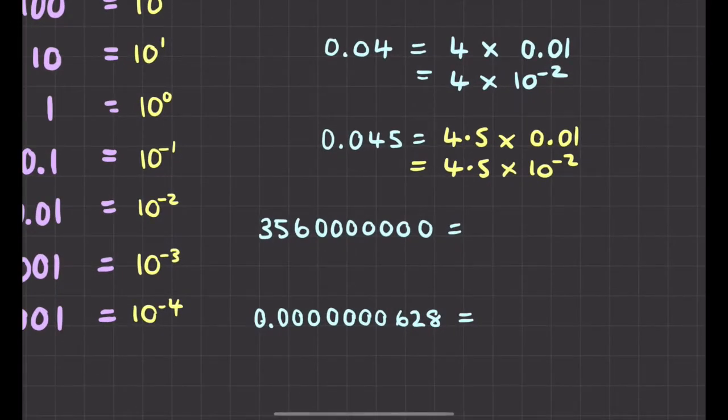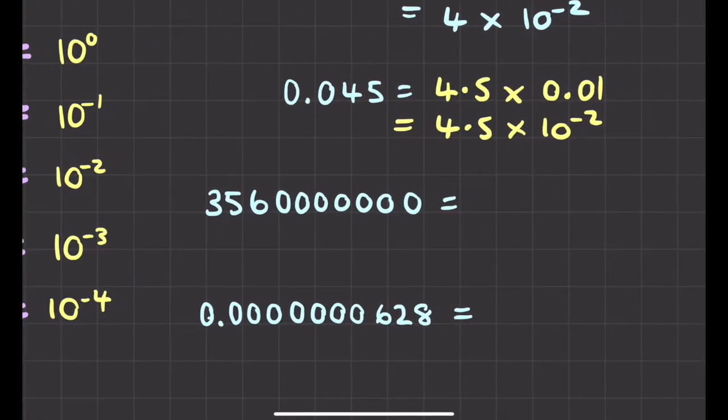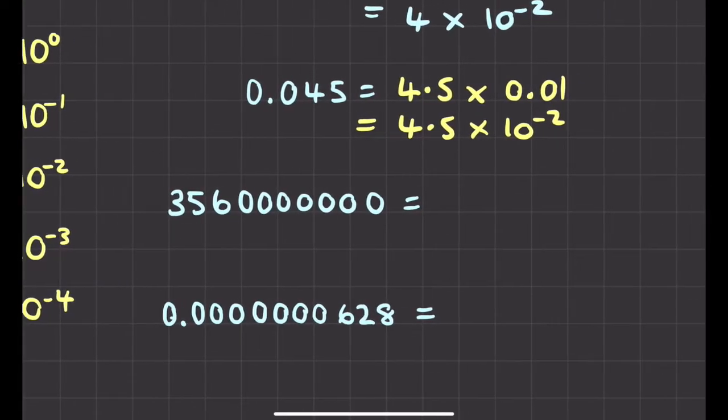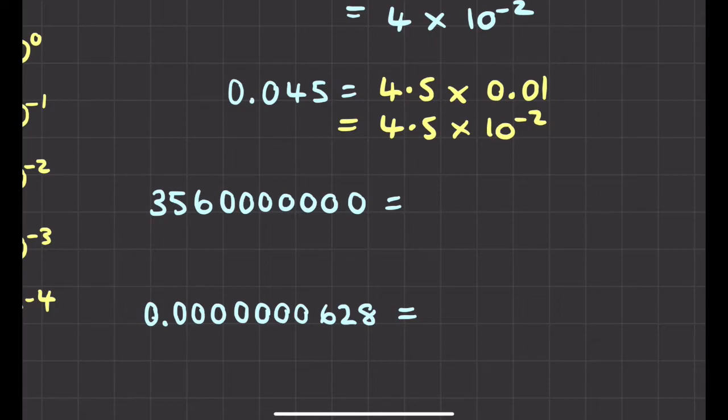Look at these numbers here. I've got a massive one and I've got an absolutely tiny one. Let me show you a quick way of doing it. What I would do is look at this number and say, right, I know I need to have a number between 1 and 10. So I've got these digits. I'll start off with that first digit, there's my 3, and then everything else will be the decimal numbers. So 5, 6. That's the decimal that I want, and I want to multiply it by 10 to the power of something.